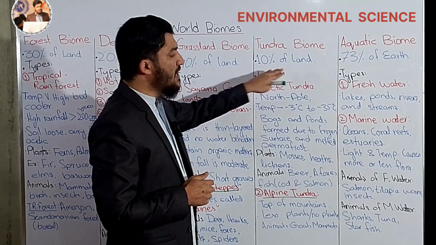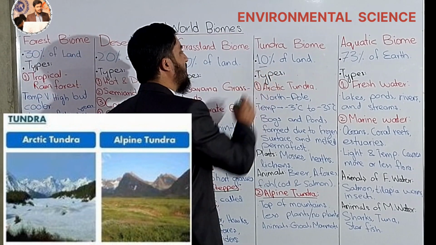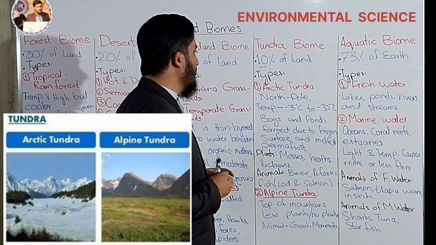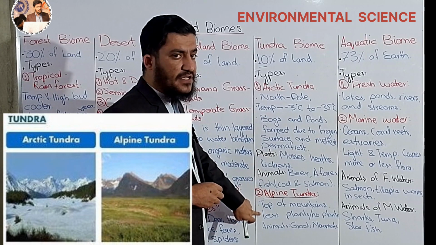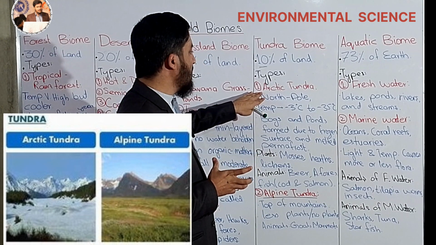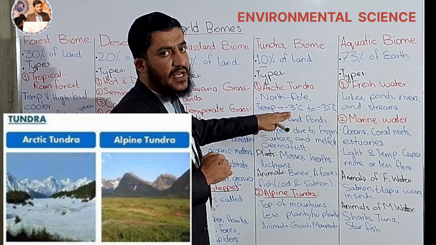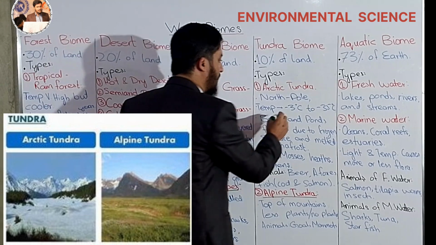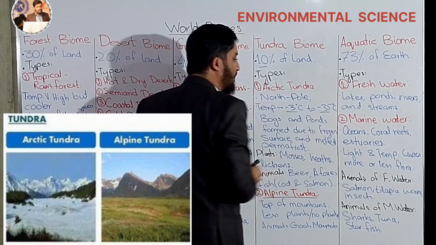Then comes the third biome called the tundra biome. The tundra biome occupies 10% of the total land of the earth. Its types are two: the Arctic tundra and the alpine tundra. The Arctic tundra is located in the north pole of the earth. That's why the temperature remains from -3 in the summer to -35 in winter.